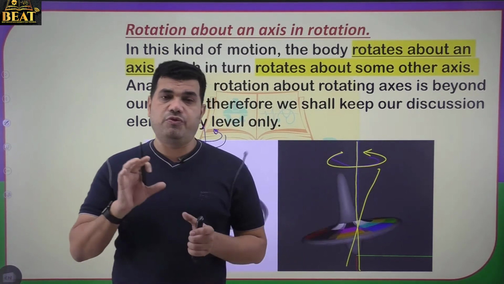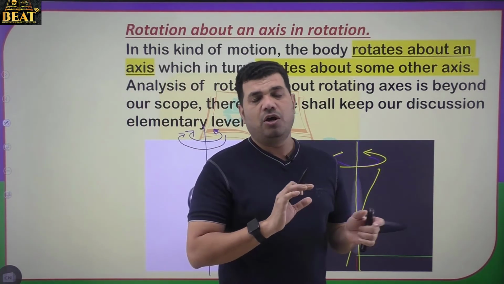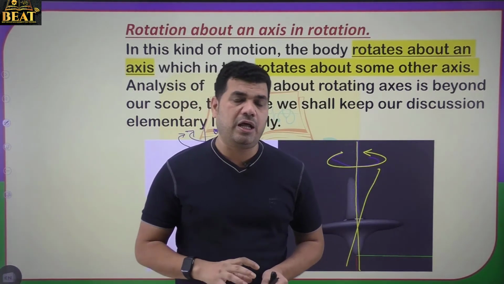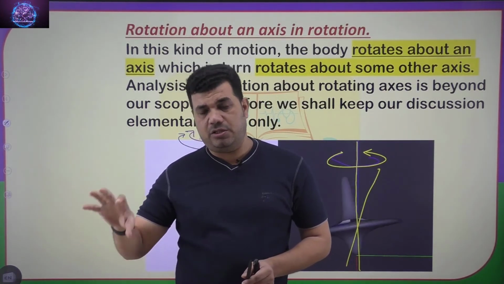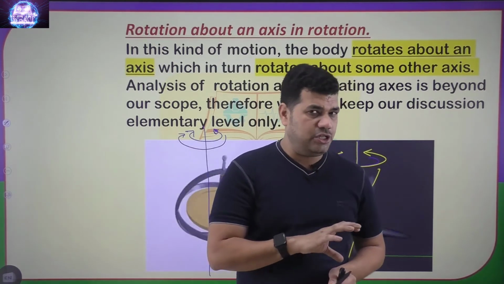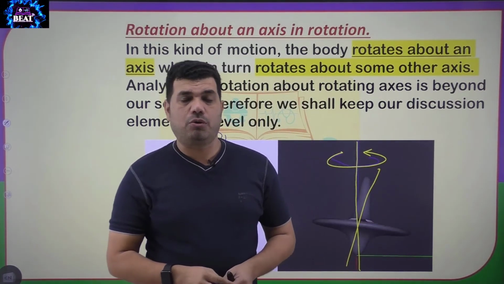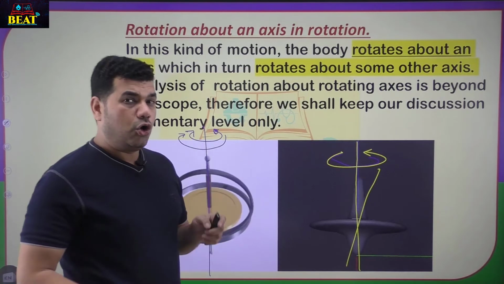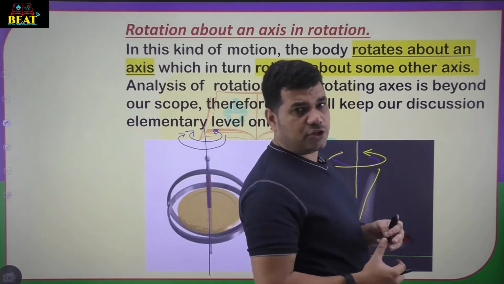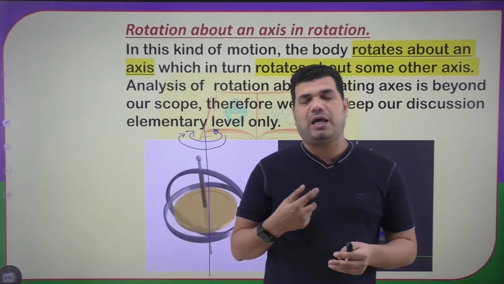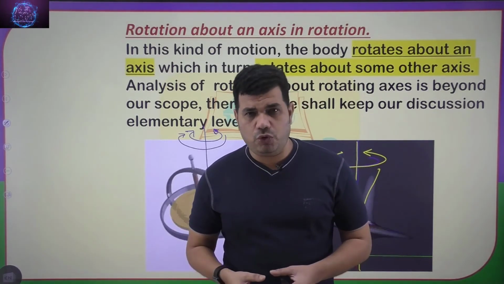So I hope all of you understood pure motion, translatory motion, rotational motion, rotation about a fixed axis, rotation about an axis in translation, and rotation about an axis in rotation. So this is all about rotational motion, how a rigid body can rotate about an axis. I hope all of you understood.